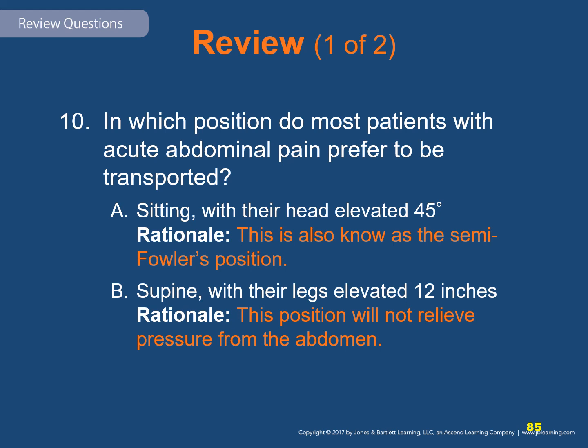In which position do most patients with acute abdominal pain prefer to be transported? A, sitting with their head elevated 45 degrees. This is also known as the semi-Fowler's position. B, supine with their legs elevated 12 inches. And this position will not relieve pressure from the abdomen itself.